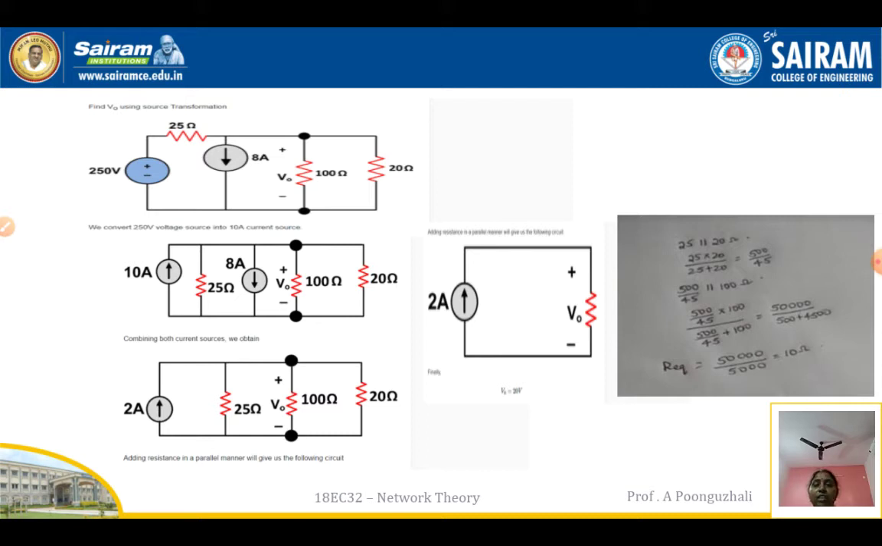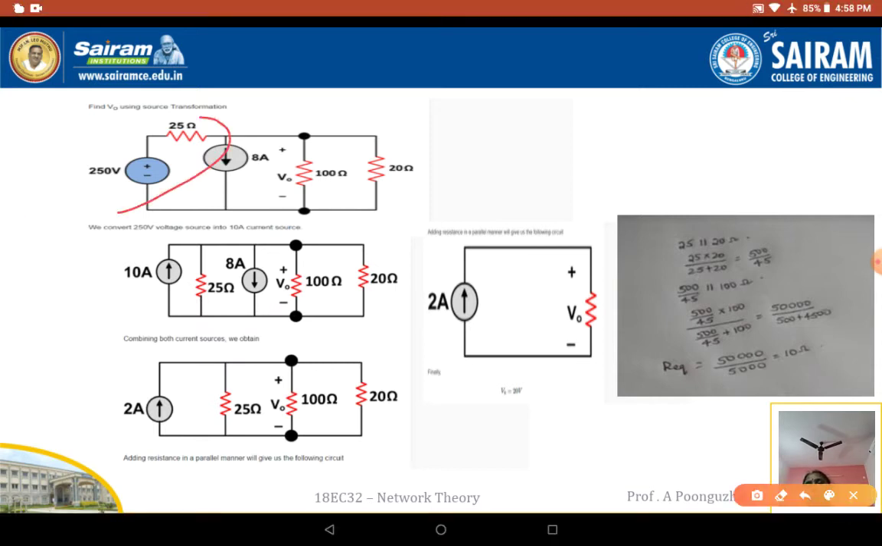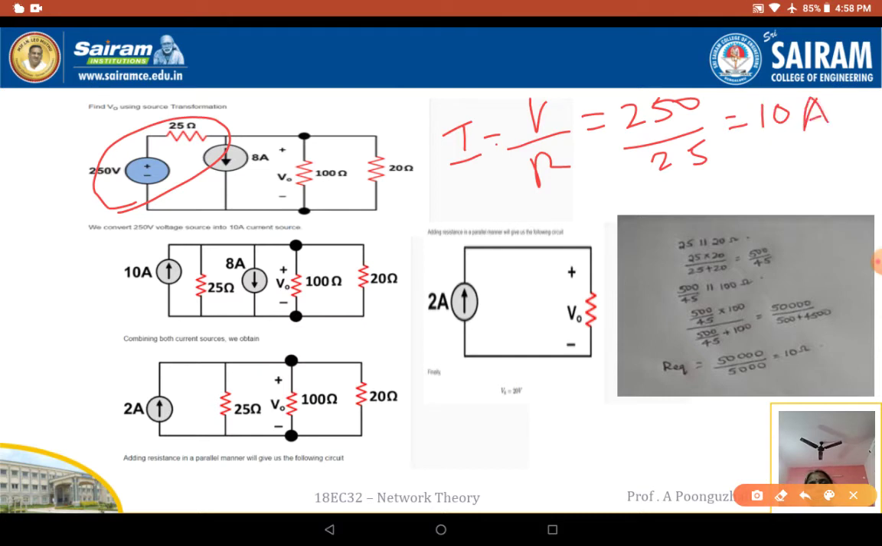So now I have to decide which source to reduce. I'll consider this voltage source with its series resistance and convert it to a current source. If I convert it, I is equivalent to V by R. V by R is nothing but 250 divided by 25, which is 10 amps. The current direction is: here down is minus, this is plus. That means I'll replace it like this.